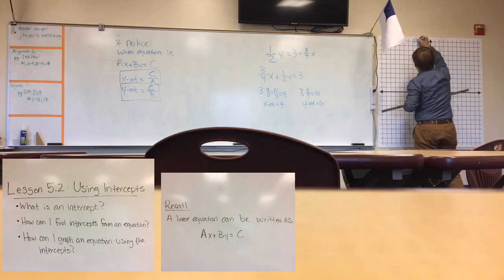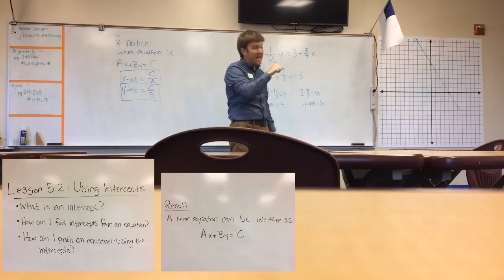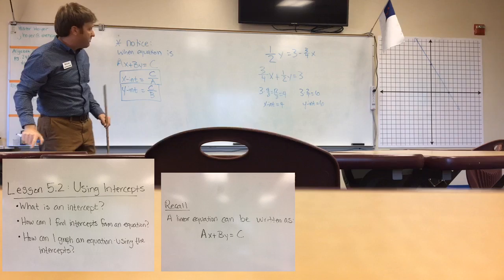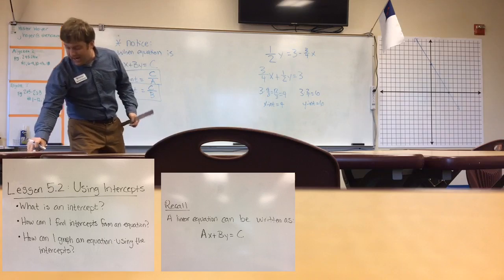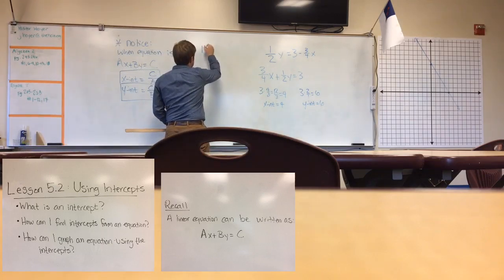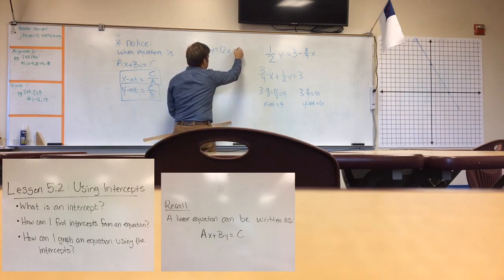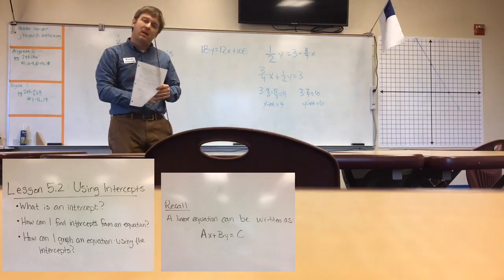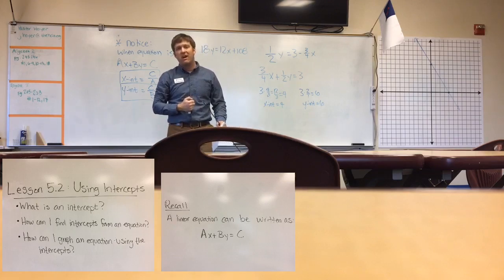So once you plot your 2 points, you can connect them with a straight edge, add your arrowheads, and you've graphed the line. All right, so now what I want you to do is pause the video and do that same thing with 18y equals 12x plus 108. 18y equals 12x plus 108. Find the x-intercept and the y-intercept, and then graph the line on graph paper.